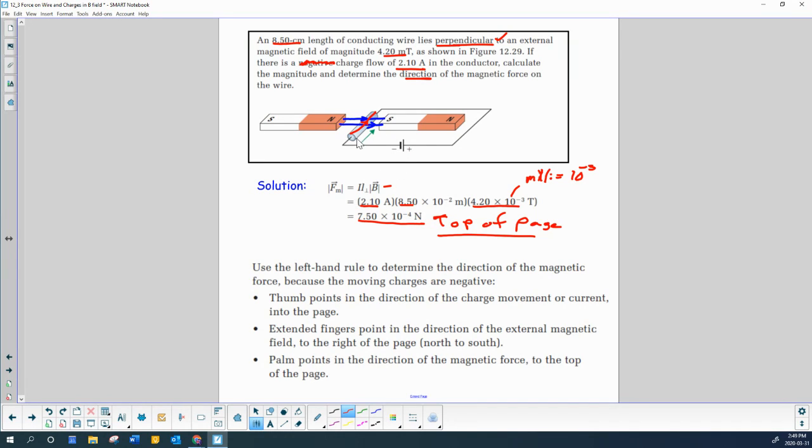Because our page really could be held in a lot of different ways, we can't talk about north, south, east, west, or up and down as well as we can talk about top of the page, bottom of page, left, right.